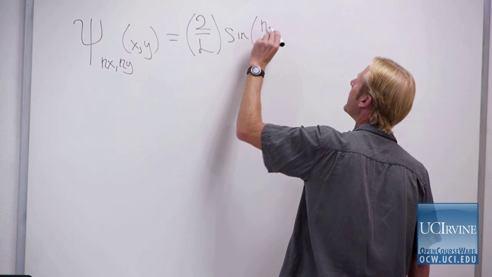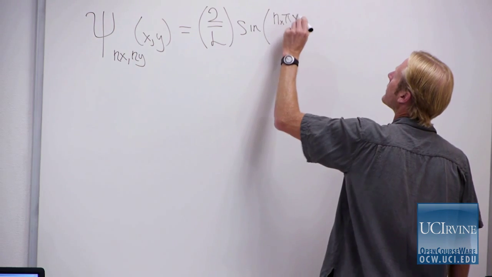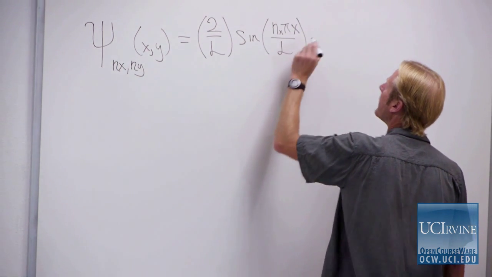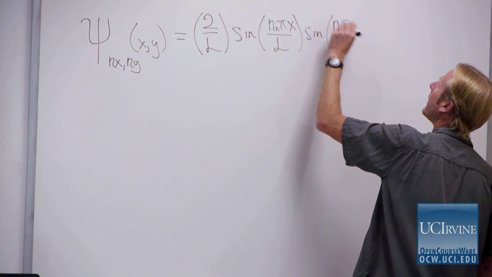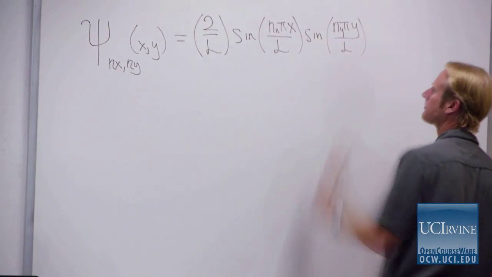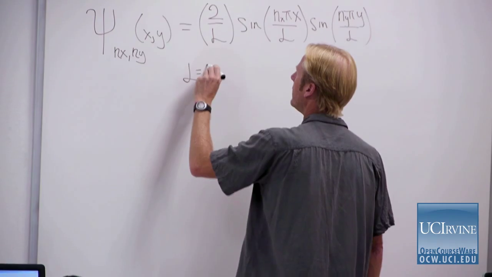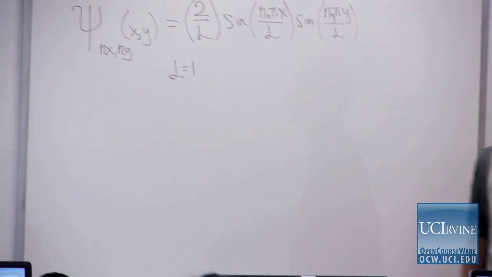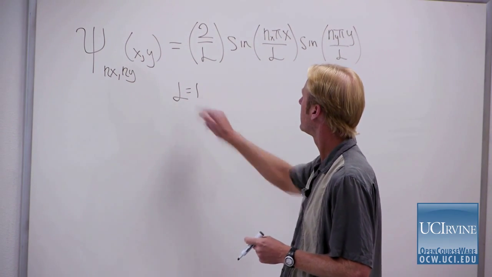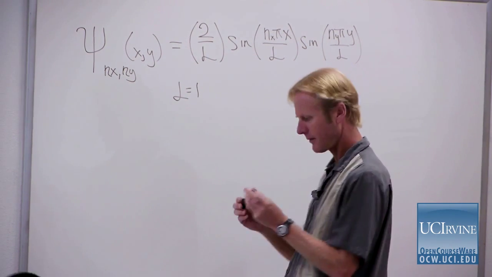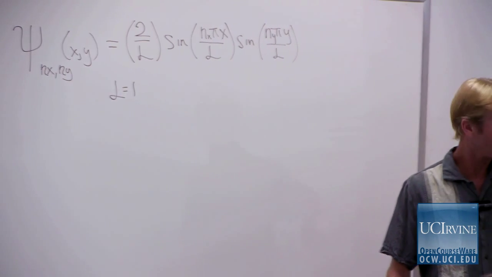And so this function looks like this: sine nx pi x over L, and then sine ny pi y over L. Okay, and just to make it a little easier, we'll set L equal to 1 in both, so that it's a square box with L equal 1. Okay, so let's go ahead and type that in, and then we'll start playing around with the three-dimensional plots.